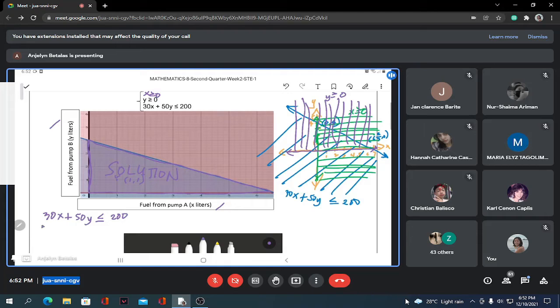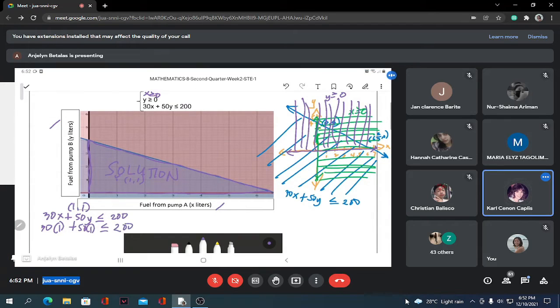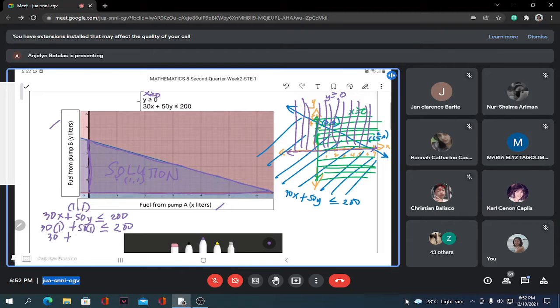I picked 1, since 1 is a solution. 30 times 1 plus 50 times 1 is less than or equal to 200. So 30 times 1 is 30, 50 times 1 is 50, and 30 plus 50 is 80, less than or equal to 200. Of course, this is true. So if you take 1 liter from pump A and 1 liter from pump B, the cost is less than 200 pesos, which is correct.